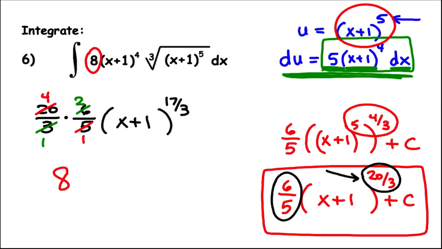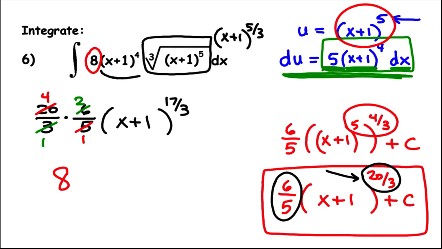All right. Is that what I started with? Well, believe it or not, it is. I just disguised it. This was x plus 1 to the 5/3. This x plus 1 to the 4th can be thought of as x plus 1 to the 12/3.